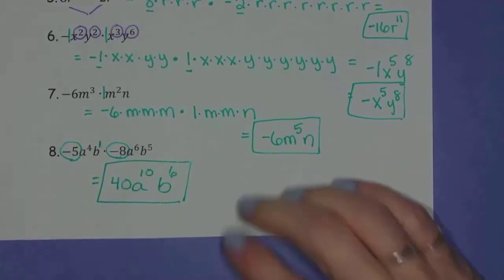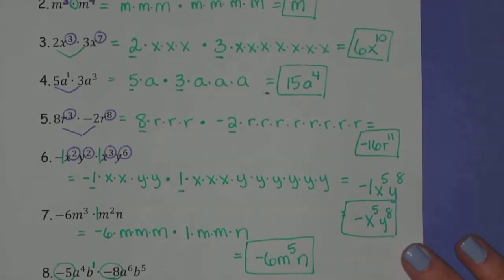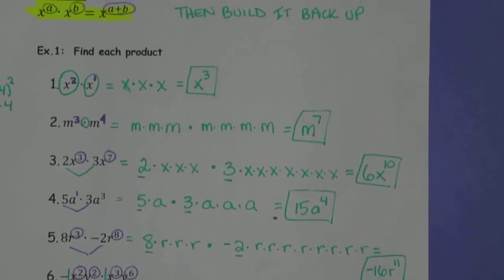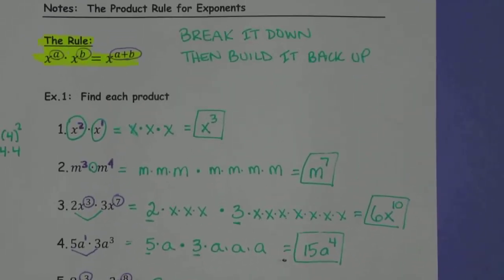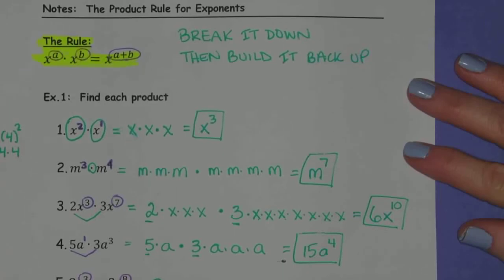Final answer. So it's a pretty easy concept. Like I said, in isolation, very simple, not much to it. But again, here's that rule. When you take two like bases, like x and x, and you multiply, you may add the exponents together as your shortcut.